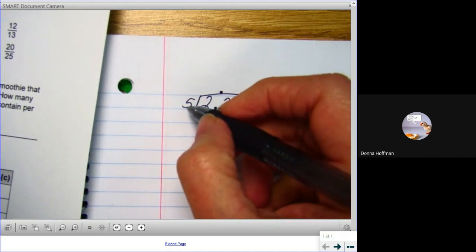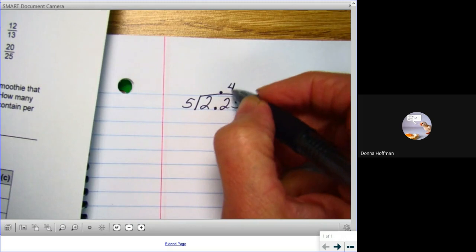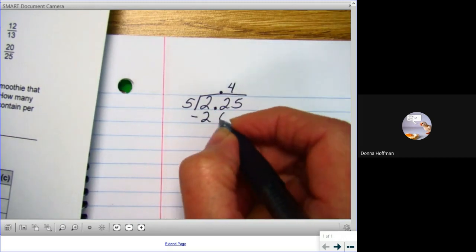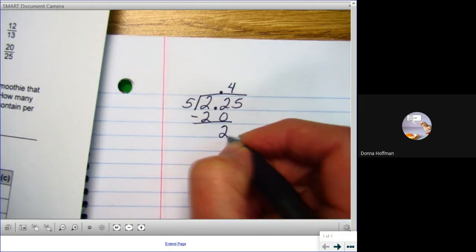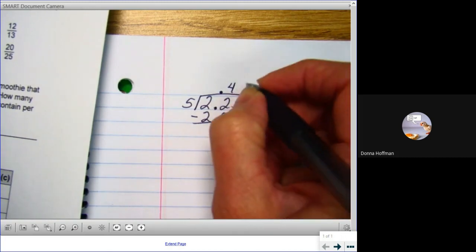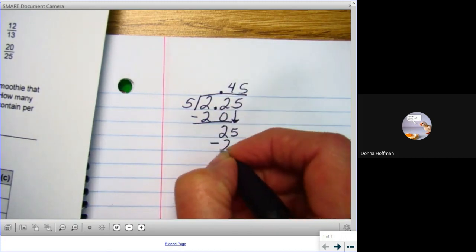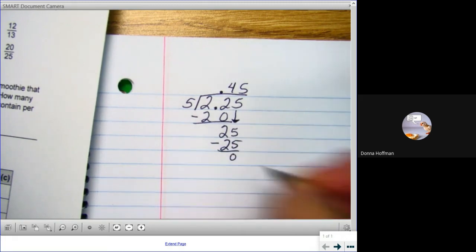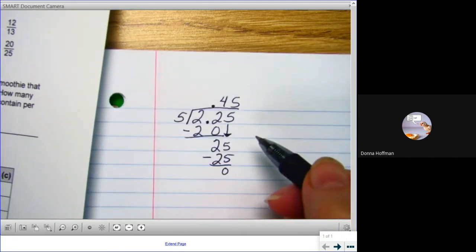How many sets of 5 can I get out of 22? That would be 4, which uses up 20. With the remainder of 2, you bring down your 5. And then 5 times 5 uses up 25, leaving you 0 remainder. So it looks like it's 45 cents per kilogram.